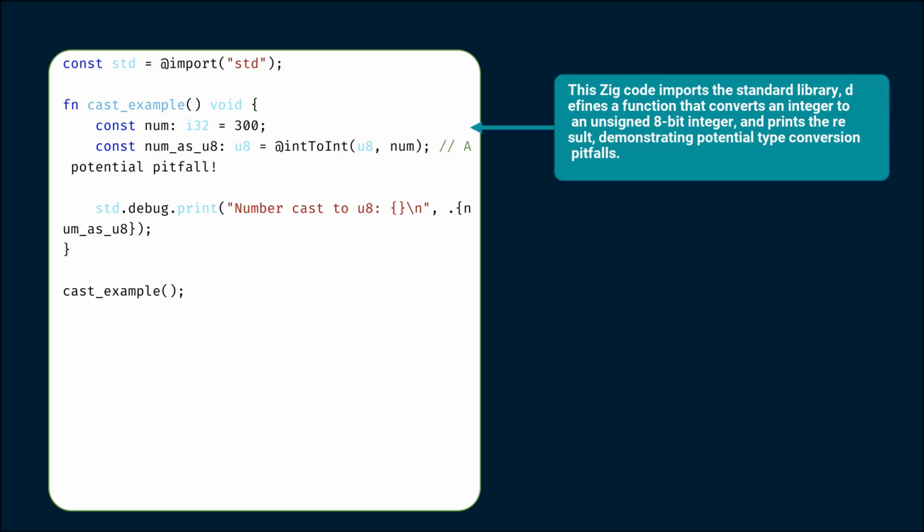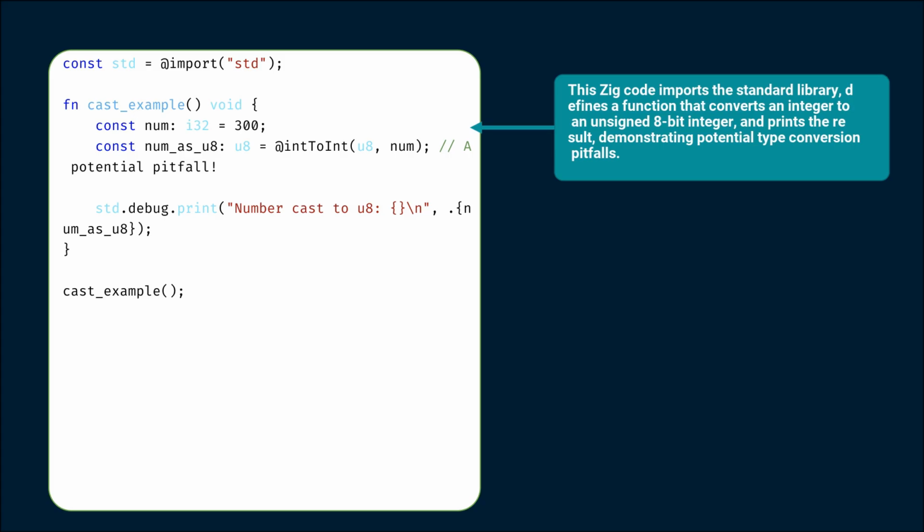In this example, we start by declaring a variable num with a value of 300, which is of type i32. When we cast this integer to u8, we use the Zig function @intCast, which allows type conversion between integers of different sizes. However, it's crucial to remember that u8 has a maximum value of 255. This means that when we convert our variable num, the value exceeds the limit of u8 and will wrap around.